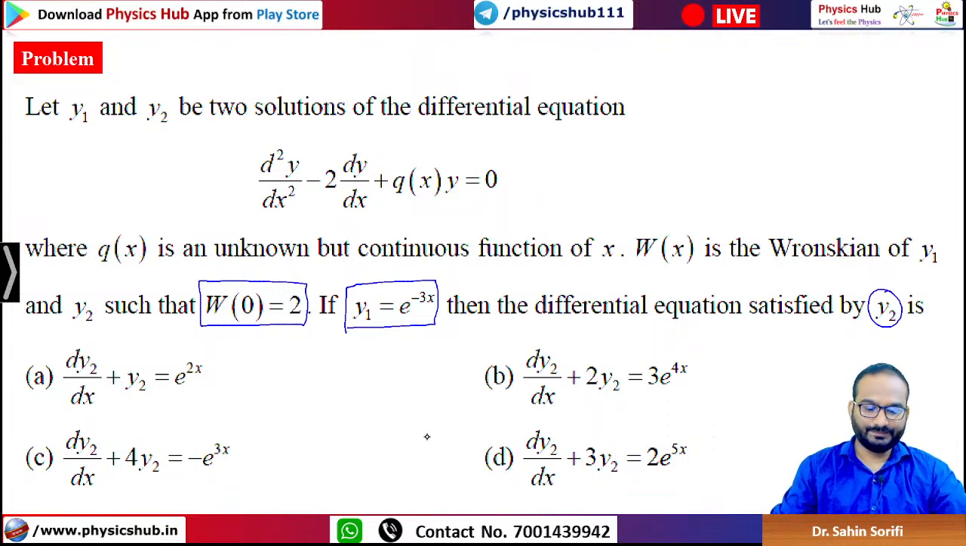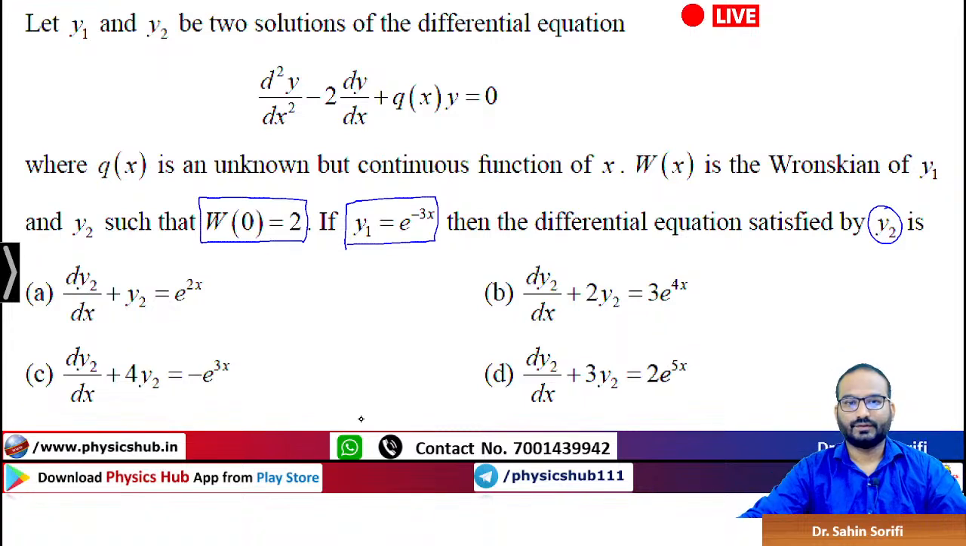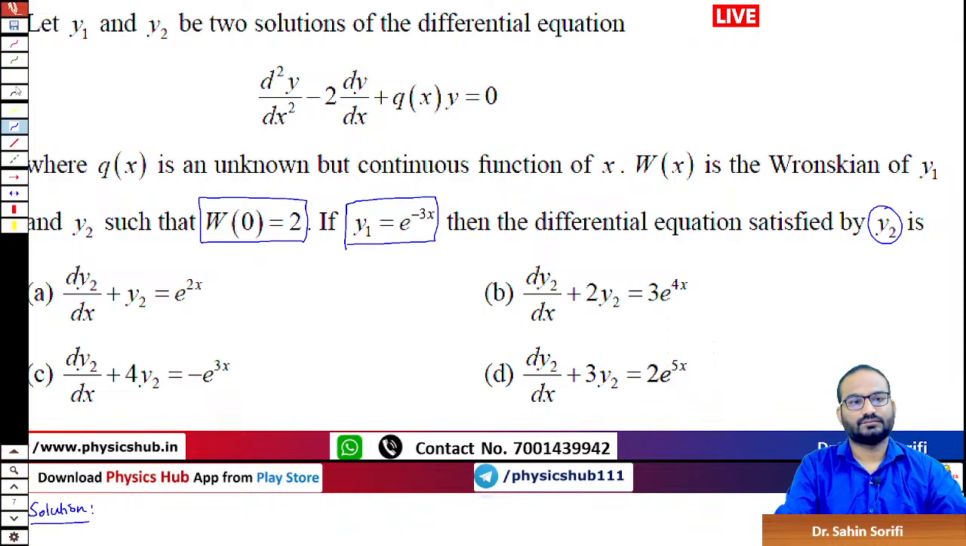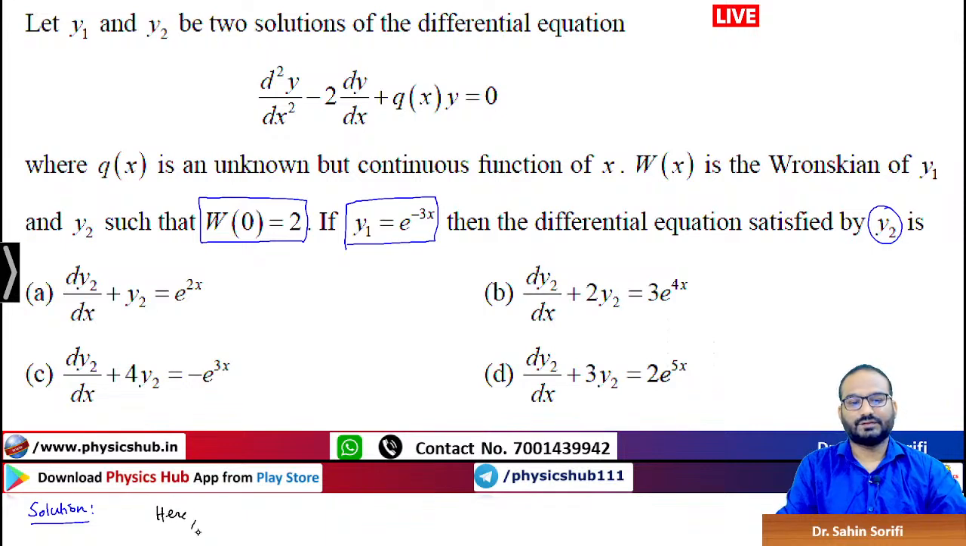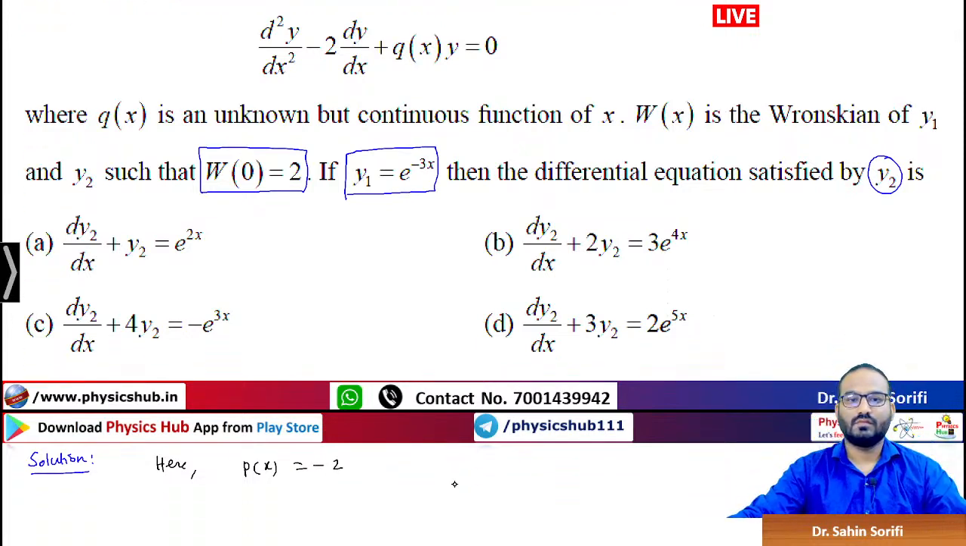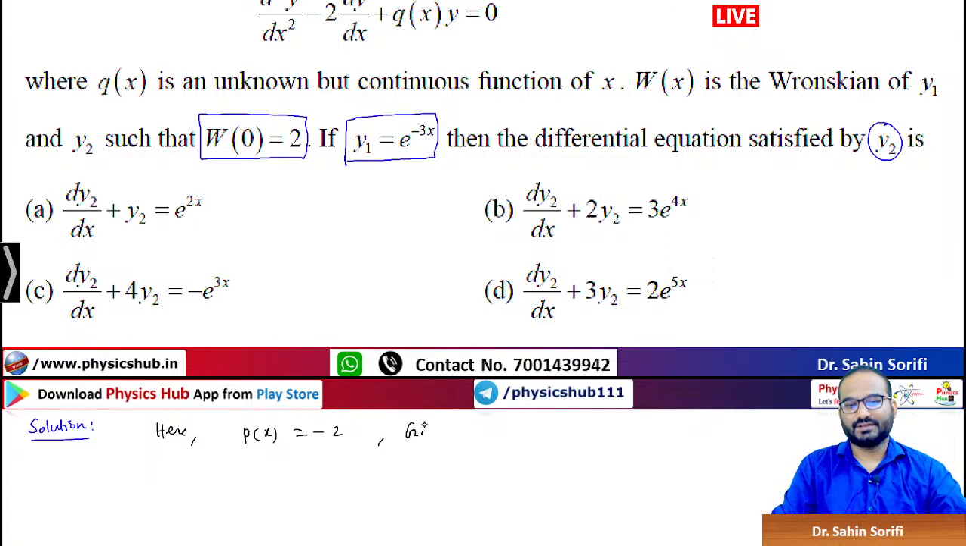Are you able to do this problem? What is p of x here? Minus 2. Okay. Here what is p of x? Minus 2. And what is given? First write those things which are given. Wronskian at x equals 0 is equal to 2, y1 is e to the power minus 3x, given. So we can find out the expression of the Wronskian.